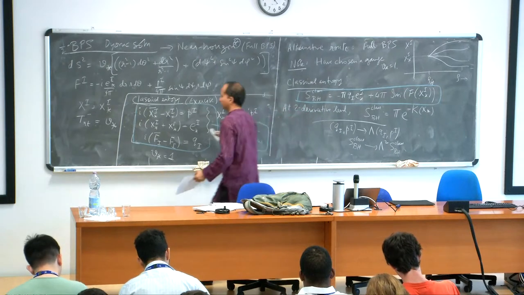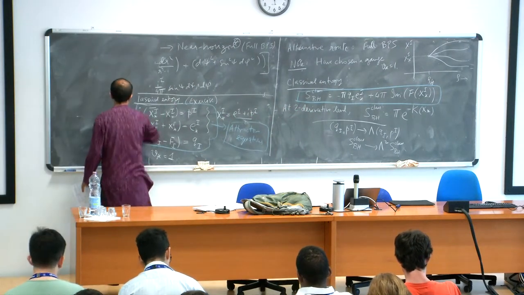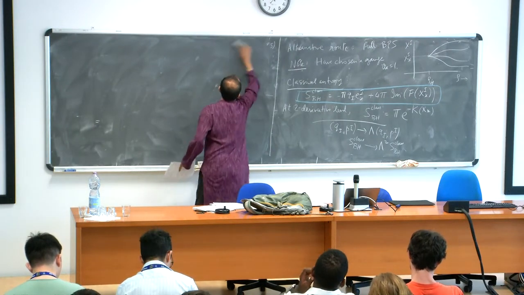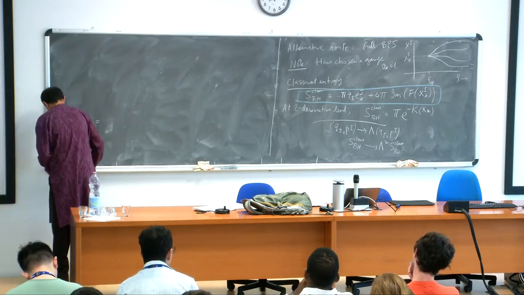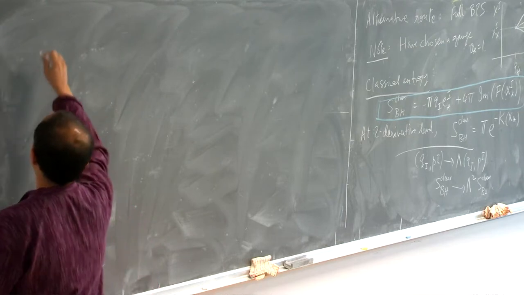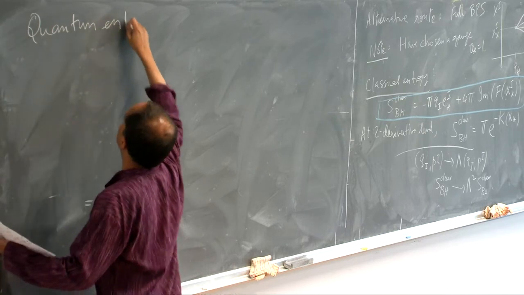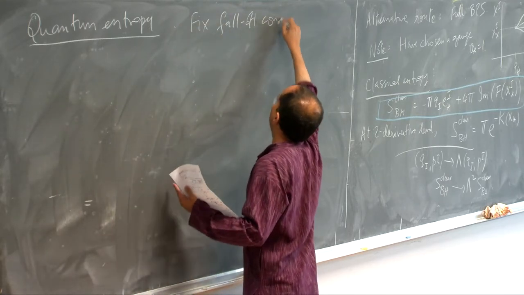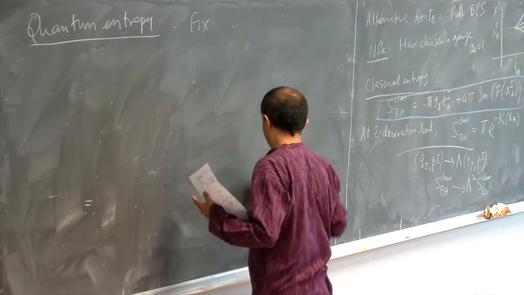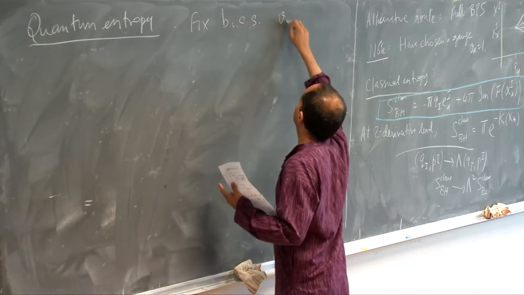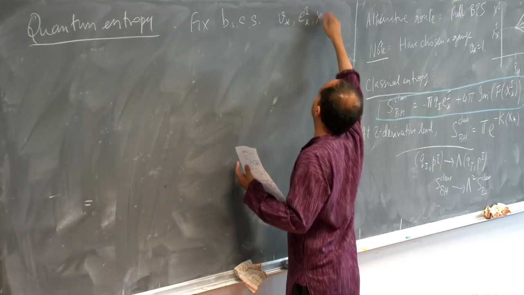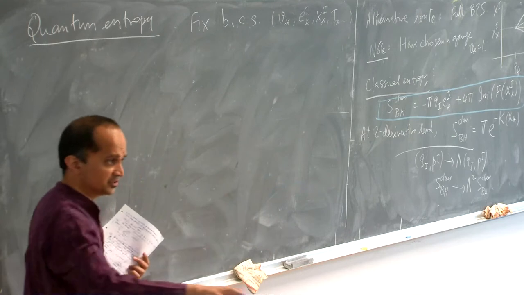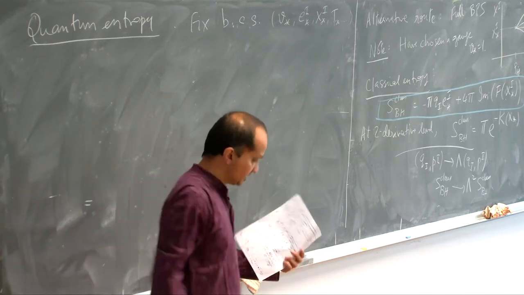So let's move on to the quantum entropy now. Okay, so what do we want to do? We want to fix boundary conditions. These are V star, E^I star, x^I star, et cetera, t star, et cetera. And then there are these fall-off conditions that I gave you yesterday, that we just saw in poor handwriting over there at the beginning.